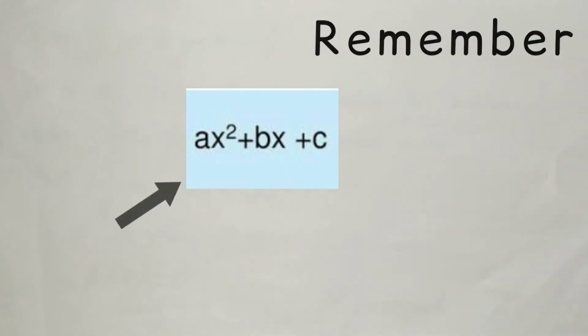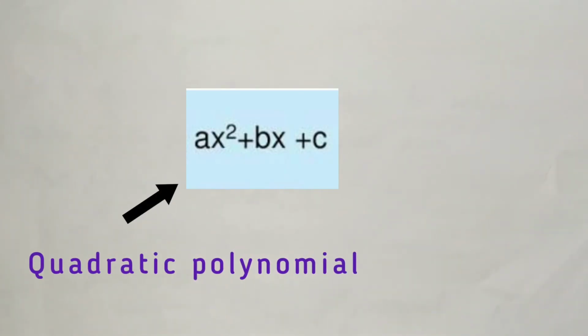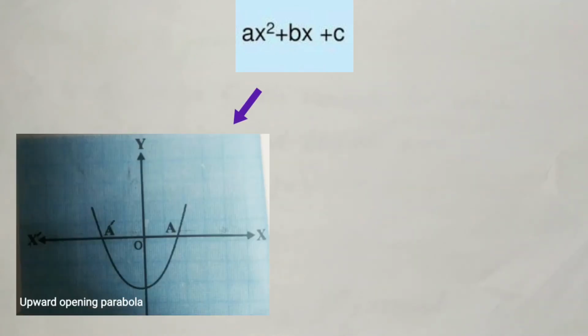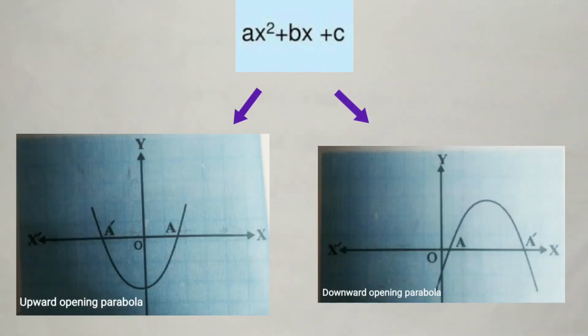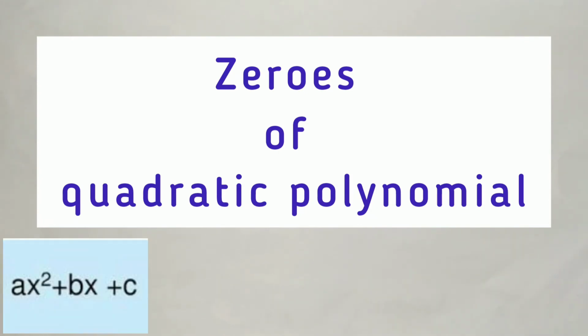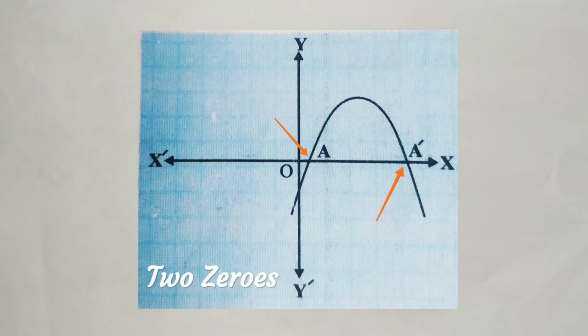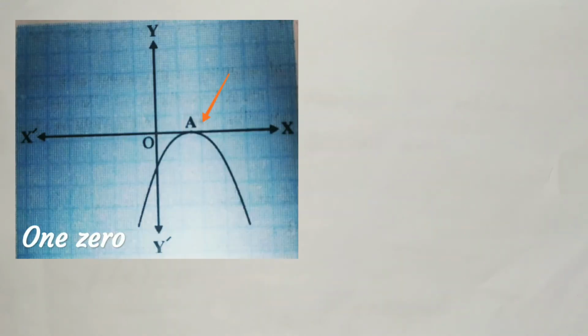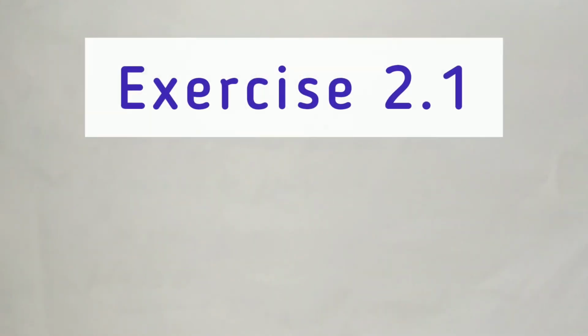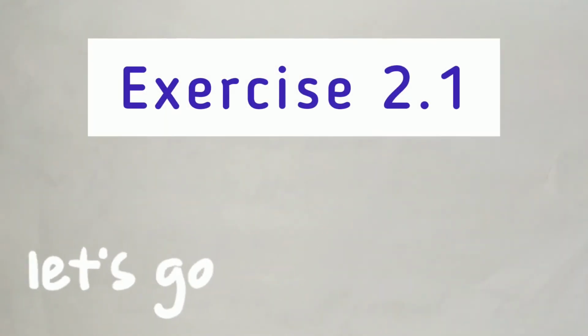So when we plot a quadratic polynomial on a graph, the shape of graph is either an upward opening parabola or a downward opening parabola. Zeros of a quadratic polynomial ax square plus bx plus c are the x coordinates where parabola intersects the x-axis. Let's do some questions to understand the concept.